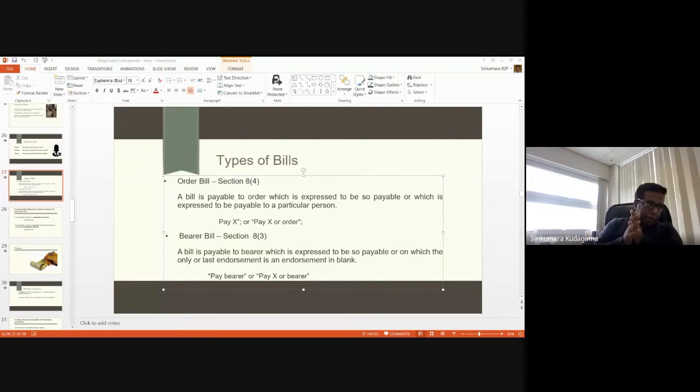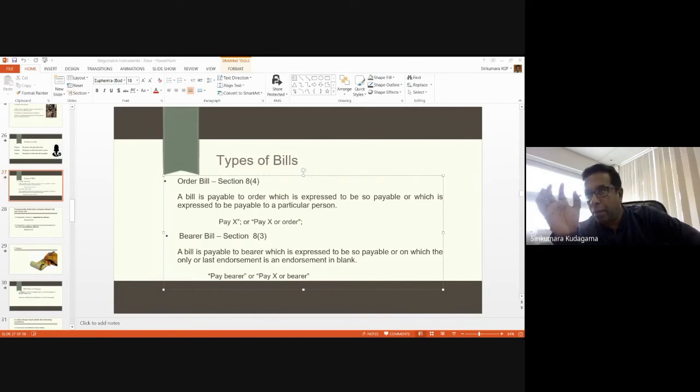I'll take two, three examples and explain. Just imagine that, for me to do this, I need your participation. Then only can I see whether you get the point. Just imagine that I draw a check to the effect to say pay X thousand rupees, right? Pay X thousand rupees. Is it an order bill or a bearer bill? Anyone can answer.